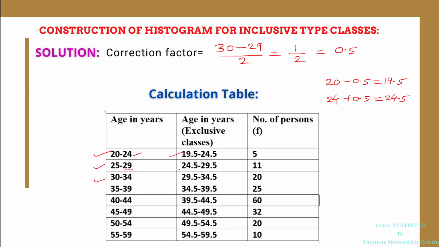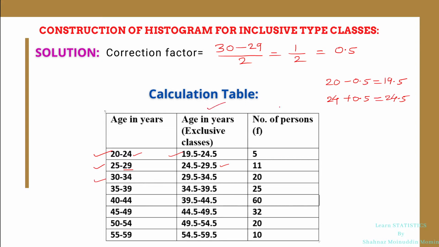For the second class, subtract 0.5 from 25, means it gives 24.5. At the same time, add it to the upper limit of second class, means it is 29 plus 0.5, it is 29.5. Like that, the last class is 50.5 to 59.5. There is no change in number of persons, so I have written the number of persons as it is. In this way, we convert our inclusive type of classes into exclusive type of classes.